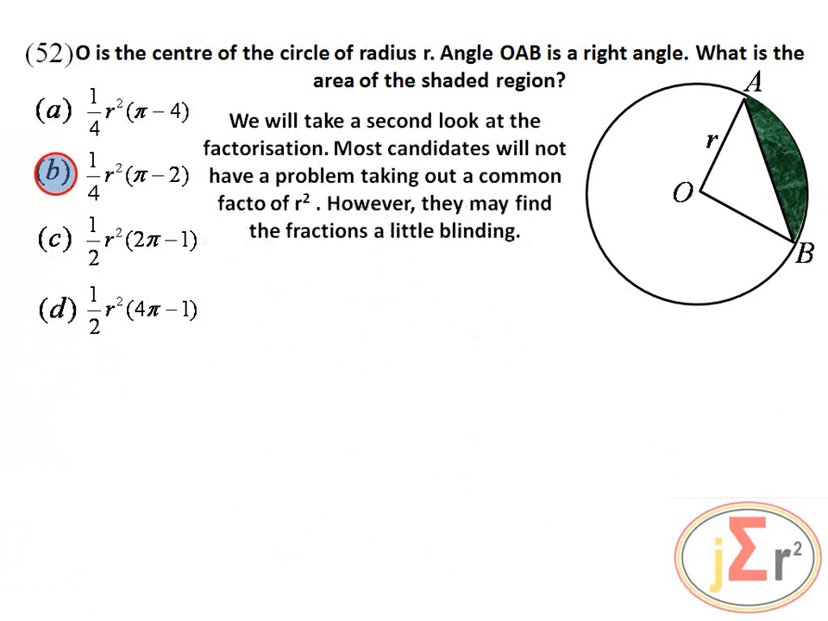We will take a second look at the factorization. Most candidates will not have a problem taking out a common factor of r squared. However, they may find the fraction a little bit blinding. They have no problem seeing that we can take out this r squared. It is obvious that r squared is a common factor, but taking out another factor of a quarter might be a little bit blinding, especially arriving at this 2 right here. But we will demonstrate that we are correct in a minute.